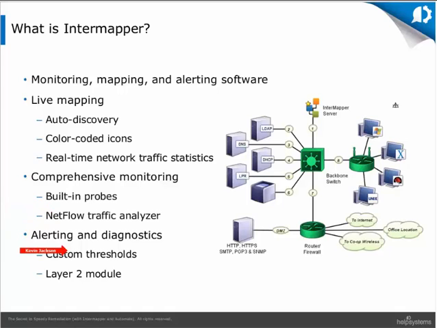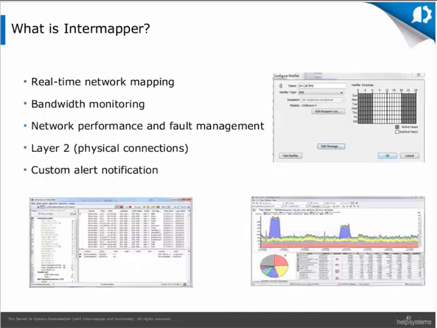We have a number of different alerting mechanisms built into the product. We present a layer 2 mapping as well, so we're able to show you kind of an accurate depiction of how your network is laid out. So essentially the key features, just to summarize, is our real-time network map. We have a bandwidth monitoring solution, Intermapper Flows. Network performance monitoring is kind of inherent within the product. This is what we do.